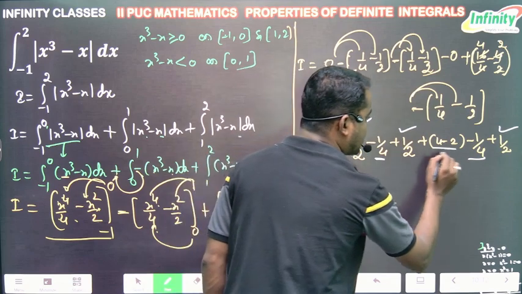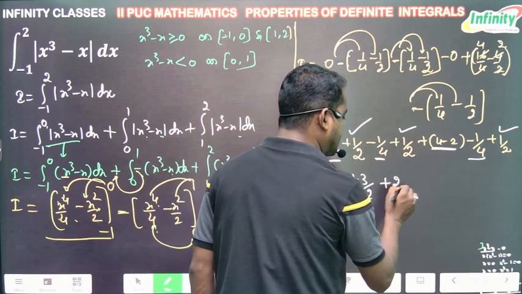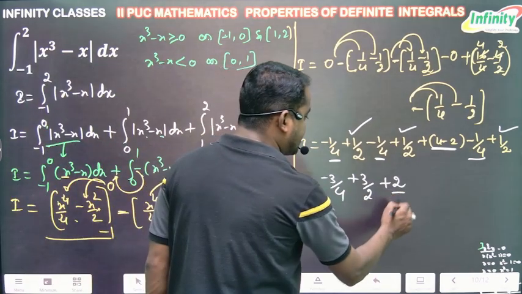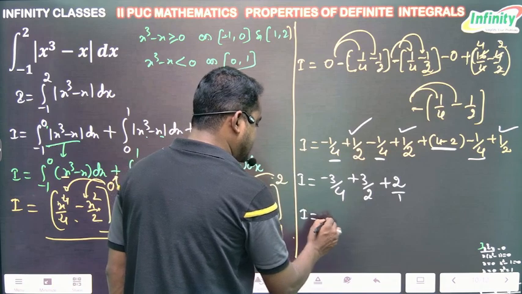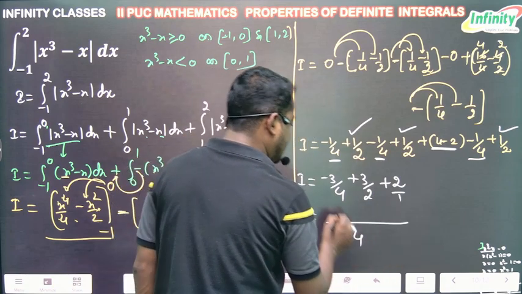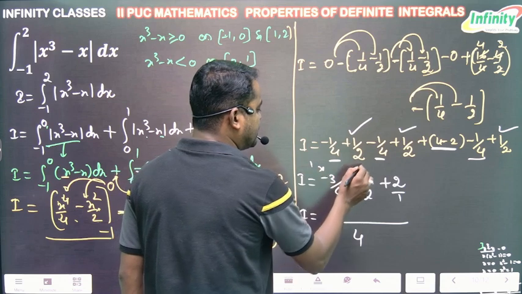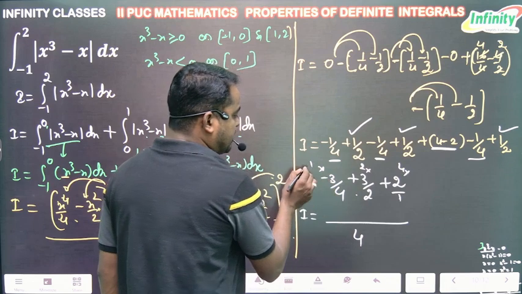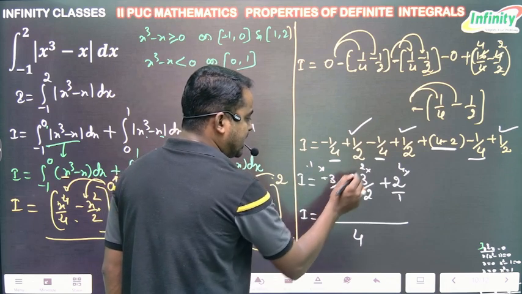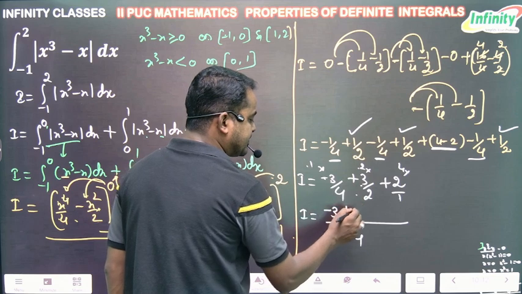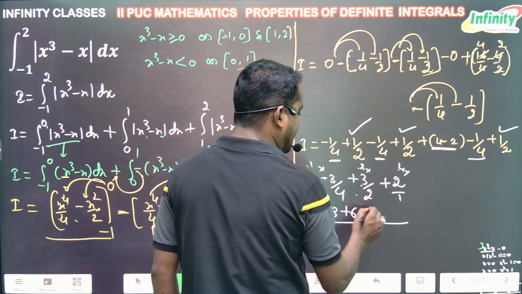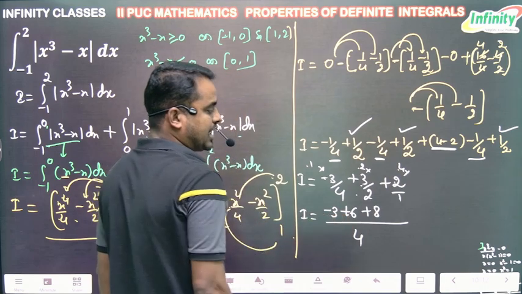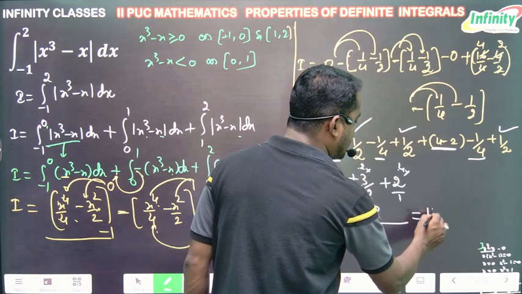And this 4 minus 2 is what? 2. Now take the LCM here. What is the LCM here? 4 is the LCM. That is 4 1s are 4, 2 2s are 4, then 1 4s are 4. Minus 3 into 1 is what? Minus 3. 2 3s are 6. 4 2s are 8. 8 plus 6 is what? 14. 14 minus 3 is what? 11. That is equal to 11 by 4.